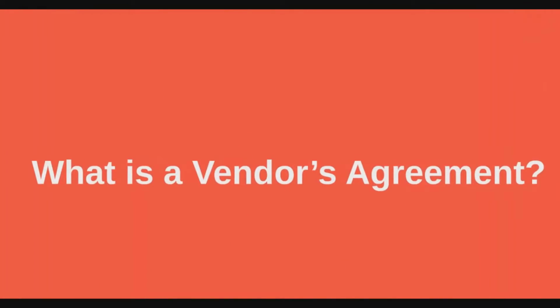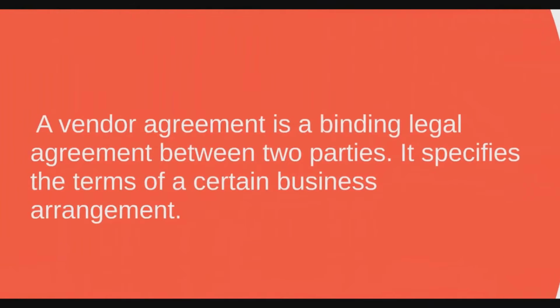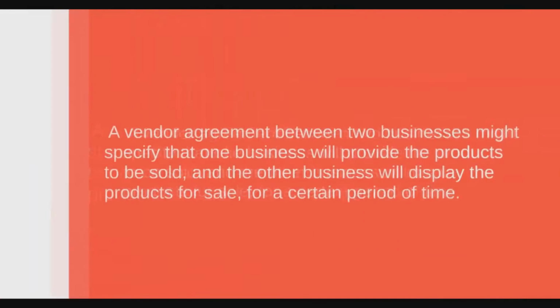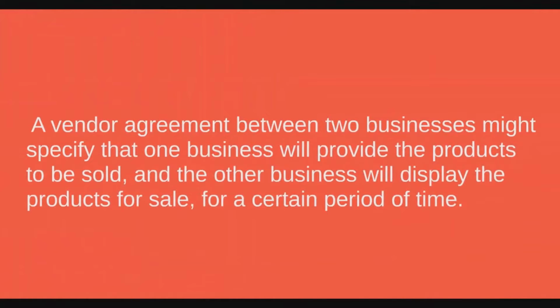This video is going to focus on vendor's agreement. A vendor's agreement is a binding legal agreement between two parties. It specifies the terms of a certain business arrangement. A vendor agreement between two businesses might specify that one business will provide the products to be sold and the other business will display the products for sale for a certain period of time.